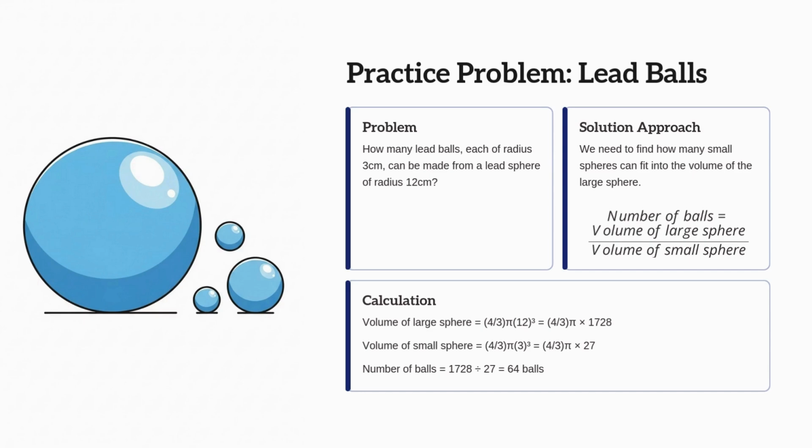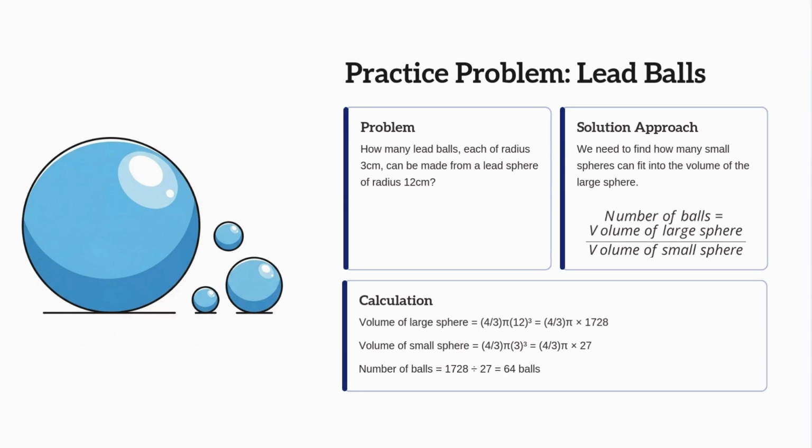Step 4. Number of small spheres. The number of small spheres is equal to volume of large sphere divided by volume of one small sphere. That equals 1728 divided by 27. This division gives 64. Final answer. The number of small lead balls that can be made is 64 balls.